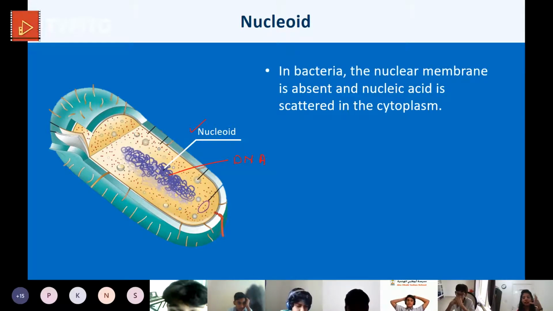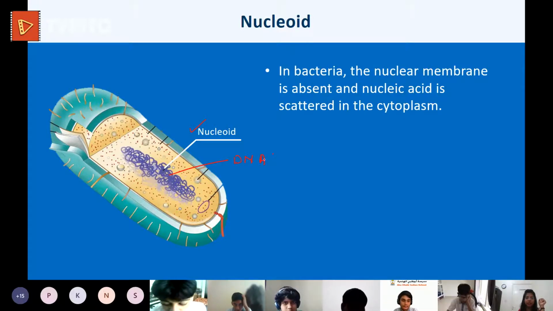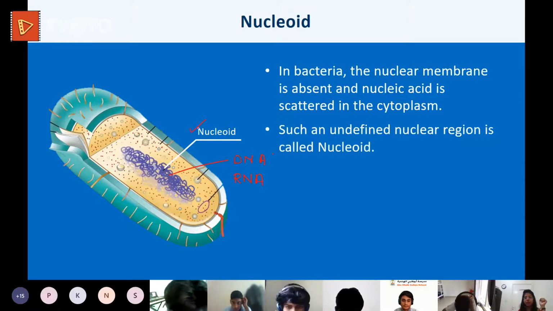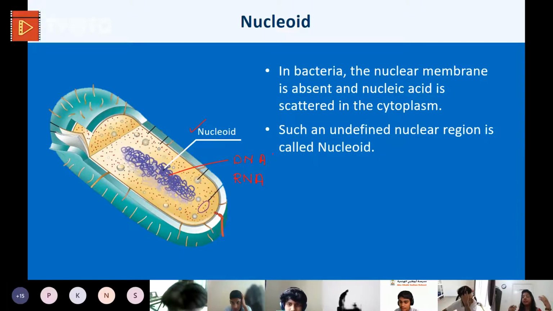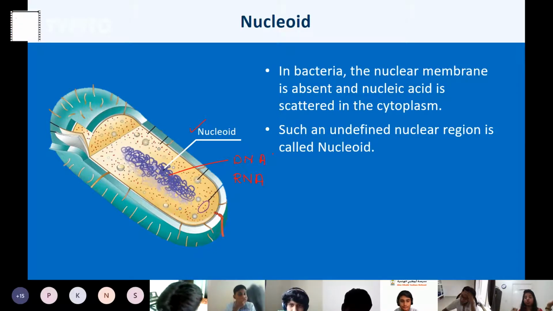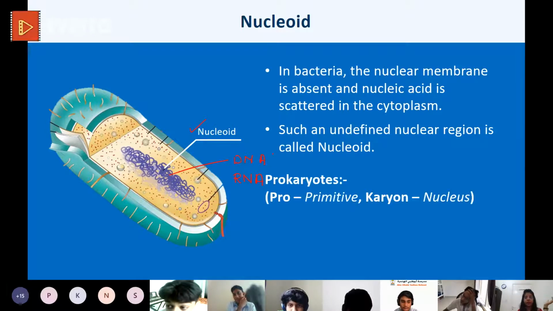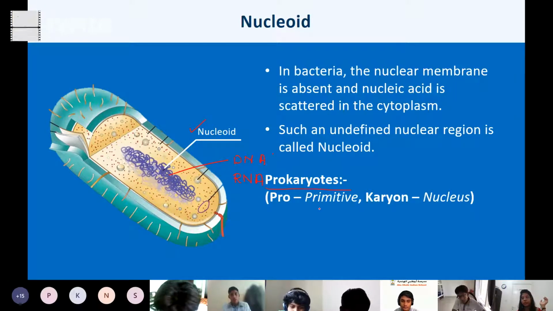And here I can see there is no nuclear membrane, and nucleolus is also absent. The DNA or RNA, whatever is there, is just present in the cytoplasm. So such kind of undefined nucleus is called nucleoid. It is undefined because it doesn't have a nuclear membrane or the nucleolus. So these cells are called prokaryotes.